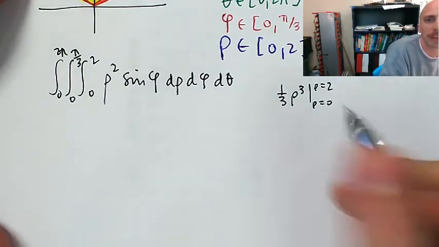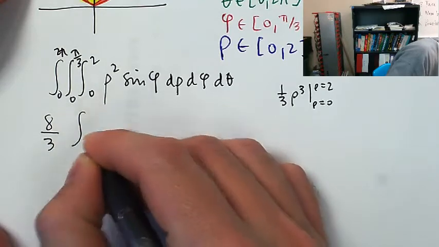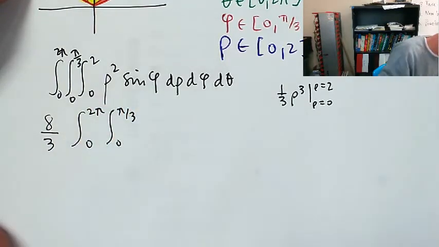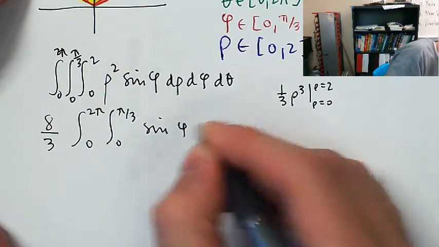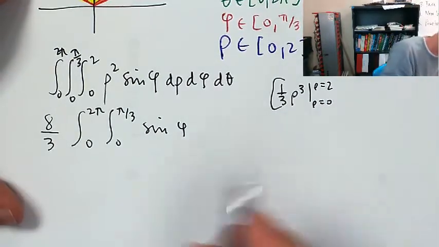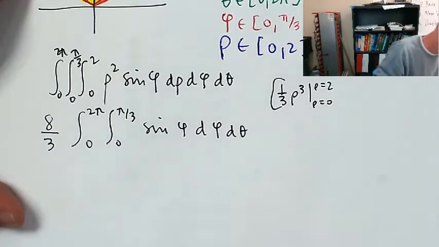I'll let you convince yourself of that. That's going to be 8/3. Okay, I'm going to factor out the 8/3. That would be sine of phi. I guess this has a sine of phi attached to it, but it doesn't care. Okay, sine of phi d theta.